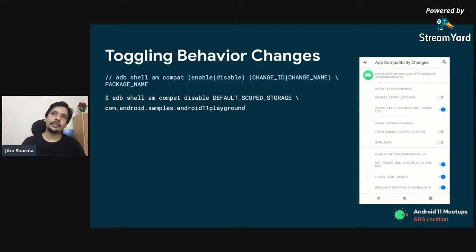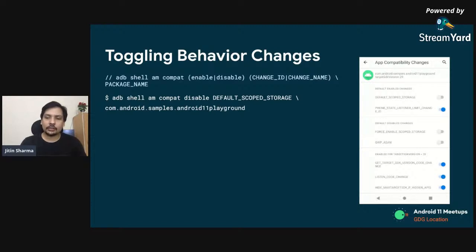Let's say I just want to test how scoped storage would affect my application. I could just turn all toggles off, turn the scoped storage toggle on, and then see what areas of my application get affected due to this. So this is a good API to isolate bugs depending on all the behavior changes. And you can do it via ADB also. If you don't want to use this UI, you can just run this ADB command.